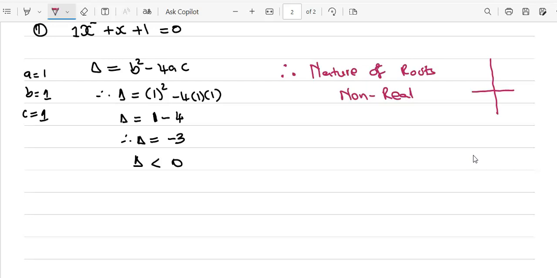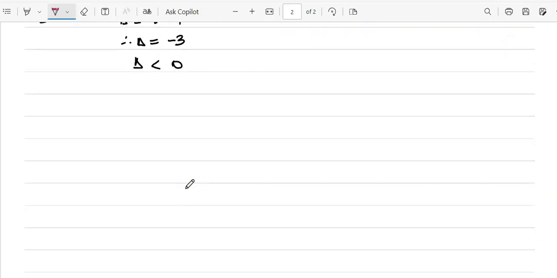So the value of a is greater than 0. The graph will look like this. We don't have an x-intercept on your graph. Your graph will be like that. So let's go to the second example.